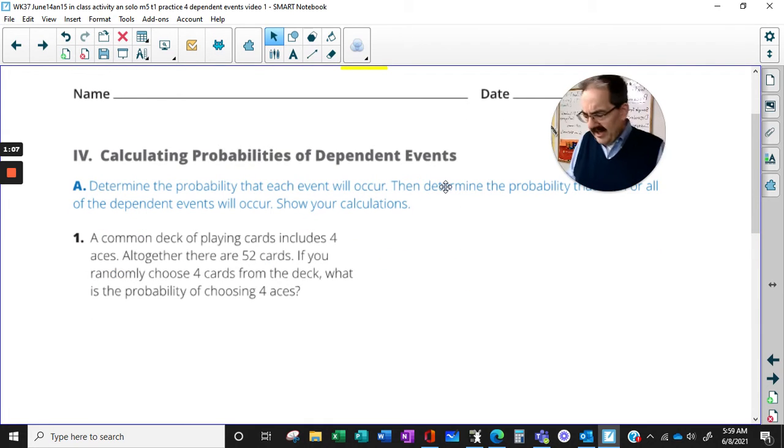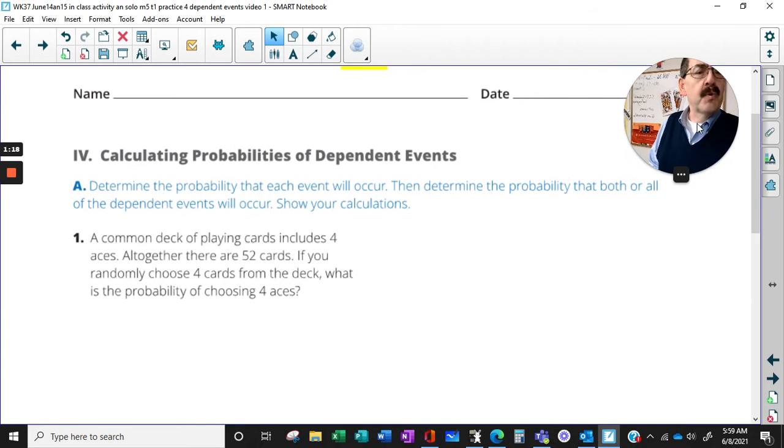Now, the idea here is dependent events and given statements. We want to find probability. And the key is right here, showing calculations. What is it that's going through your mind compared to your neighbors? Okay? Now, again, we're not in a hurry. If you guys end up with great discussions, you could get one problem done.